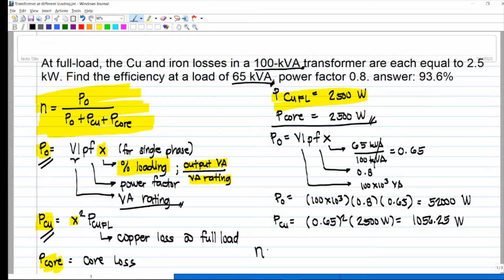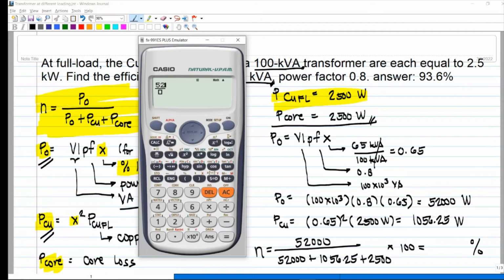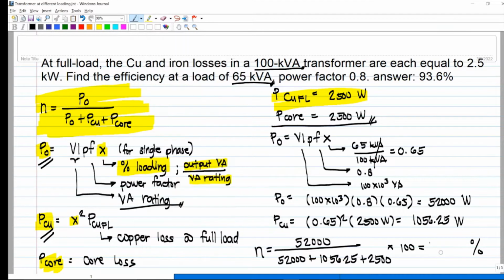So we can now solve for the efficiency of the transformer. The PO is 52,000, divided by the PO, 52,000, plus the copper loss, 1,056.25, plus the core loss na 2,500, and i-times natin sa 100 and our answer will be in percent. 52,000 divided by the sum of the power output plus the copper loss plus the core loss, 2,500, times 100. The answer is 93.599%.